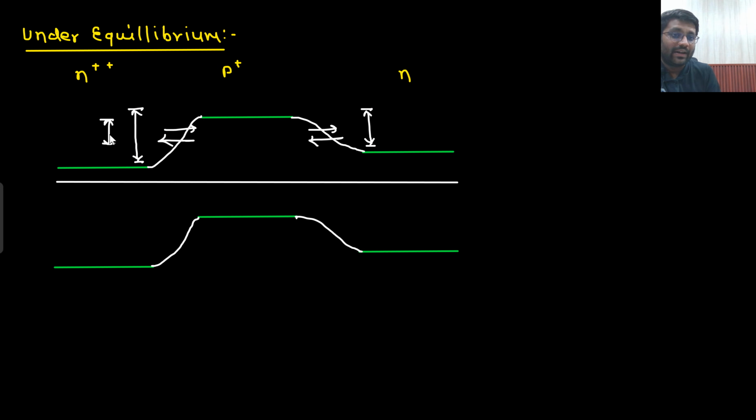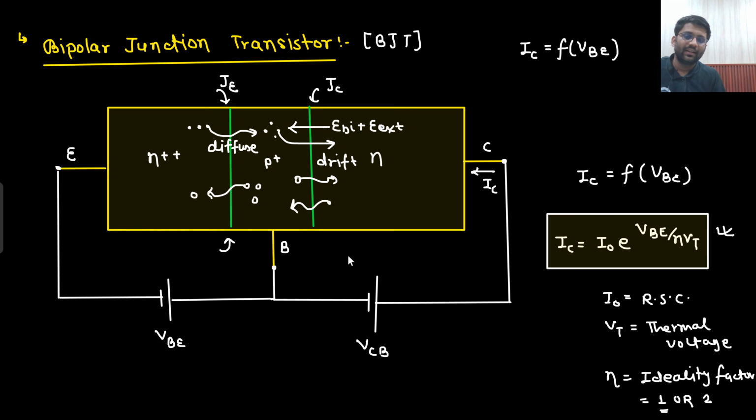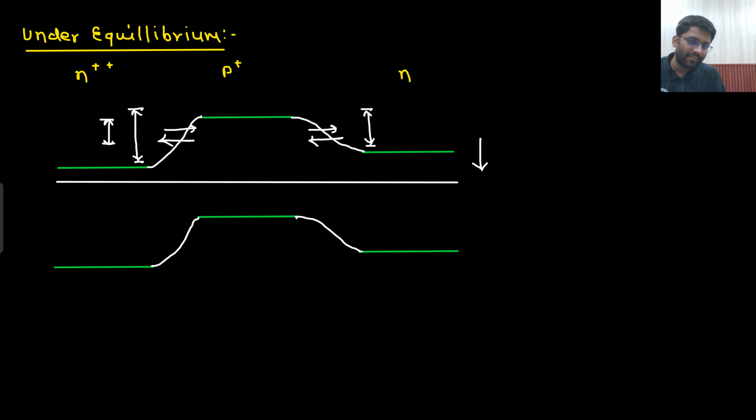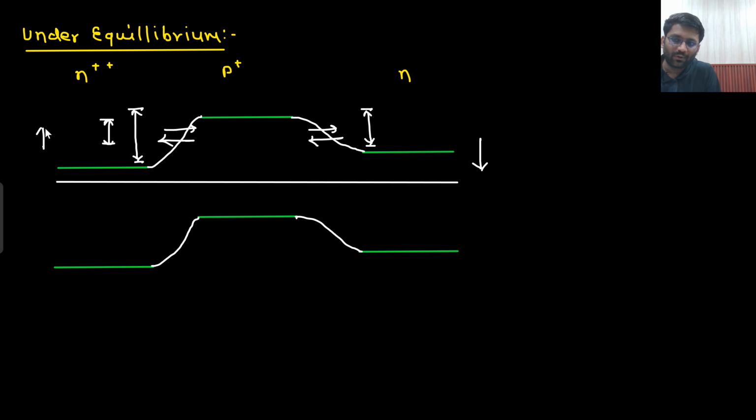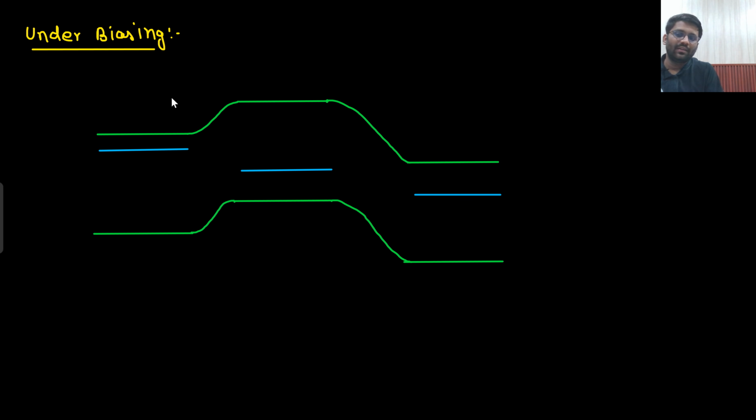Here I have applied a forward bias and here I have applied a reverse bias. So this barrier will increase. You can understand from here as well: you are applying positive here, that means this guy will go down. And here you are applying negative, the meaning of negative is that this guy would go up. So this guy is going up, that means this barrier has reduced. This guy is going down, that means this barrier is increased. So this kind of diagram you will get. This barrier has reduced and this barrier has increased.